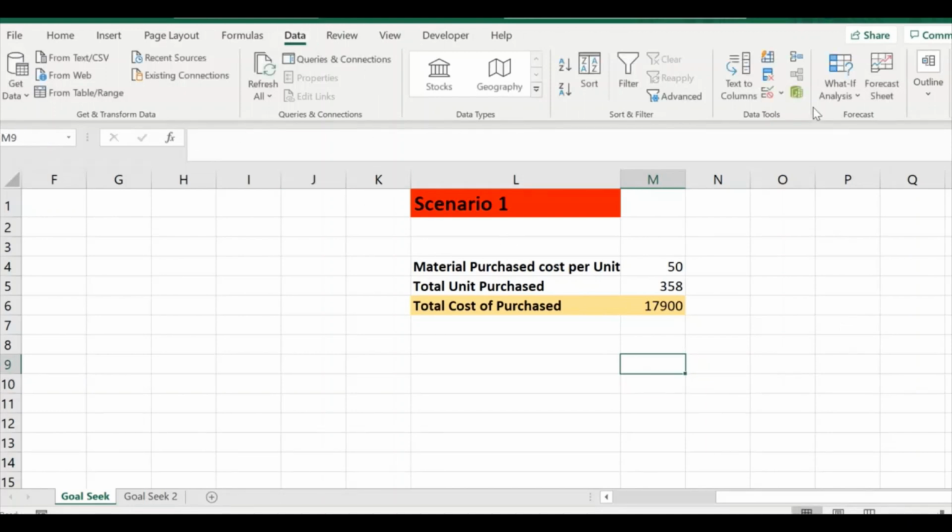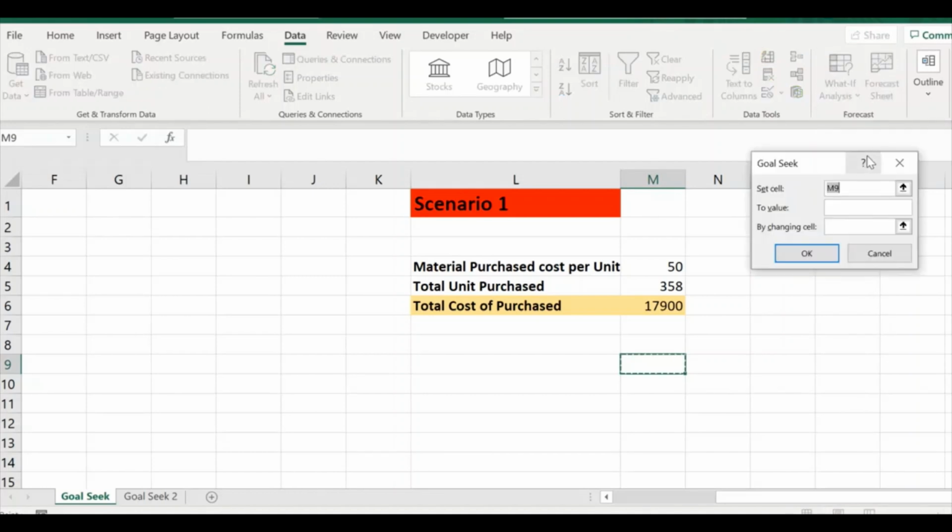For that we will go to the Data tab and select What-If Analysis. Under that I will select Goal Seek. Okay, now this window will appear. Here in the Set cell, select the cell where you want your desired value. Then click on the next tab.